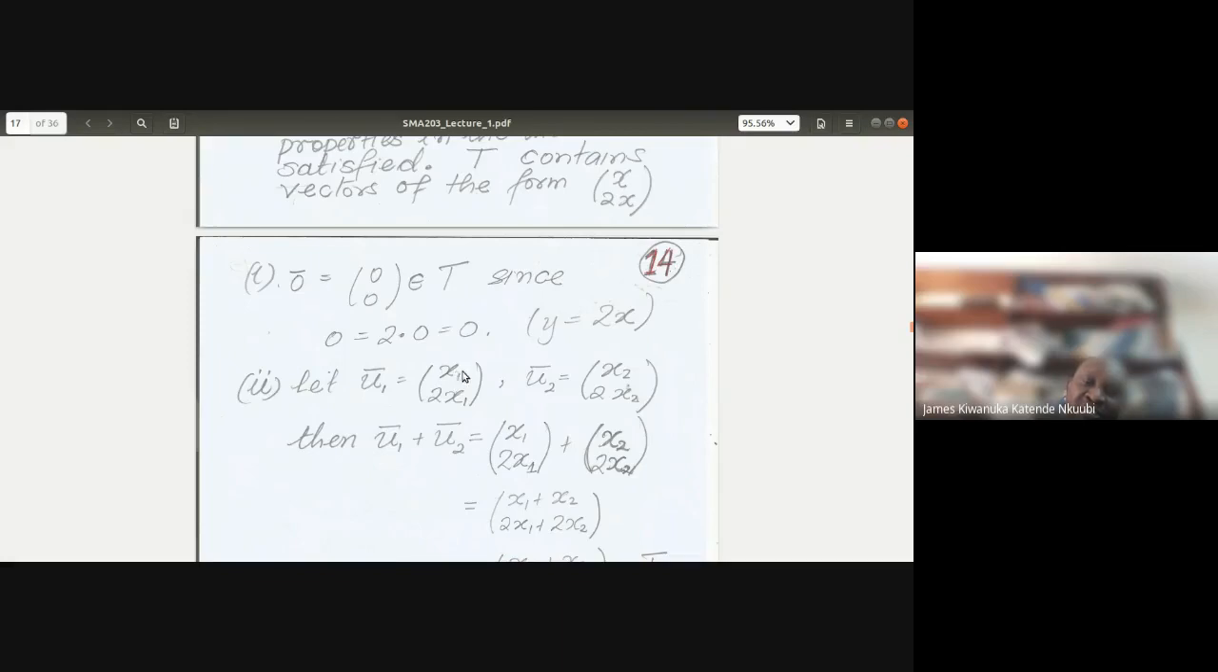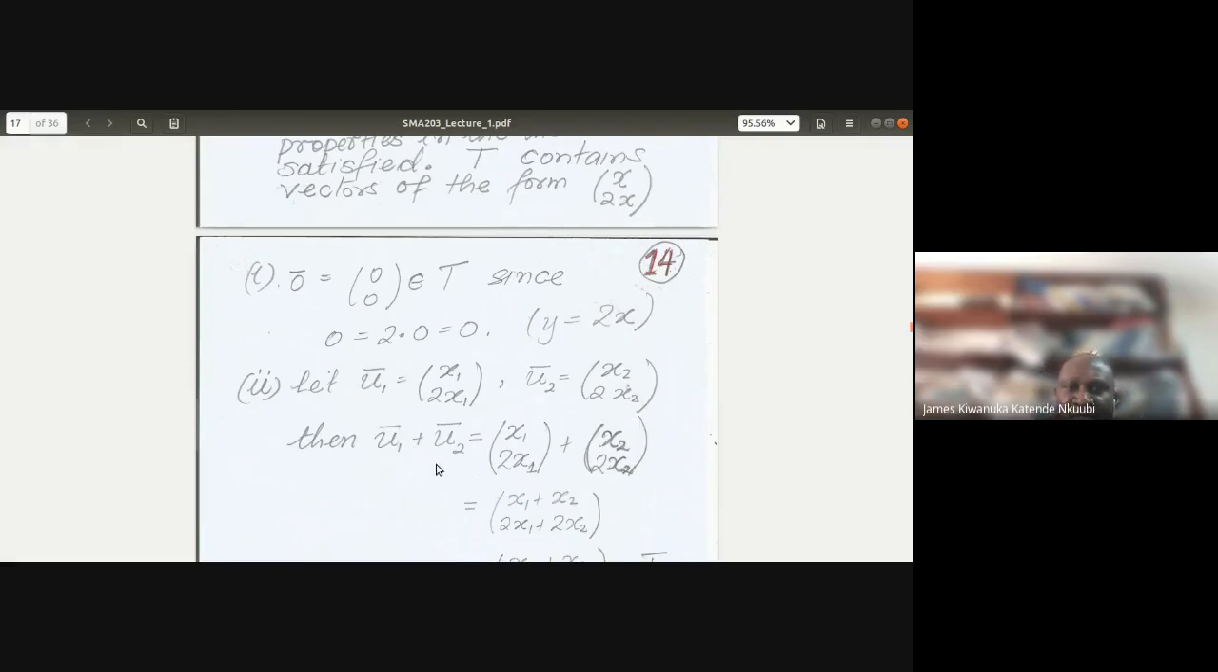So x component is x1, and y component rather would be 2x1. And then u2 will be equal to x2, 2x2. So these are two vectors, possibly different vectors in T. So when we add them, we need to show if we will still get another vector in T. So we proceed and add them.